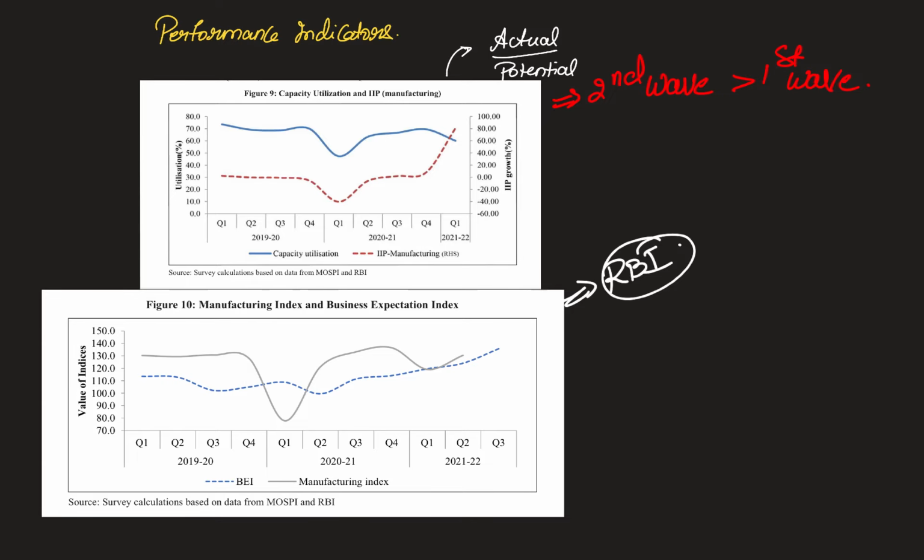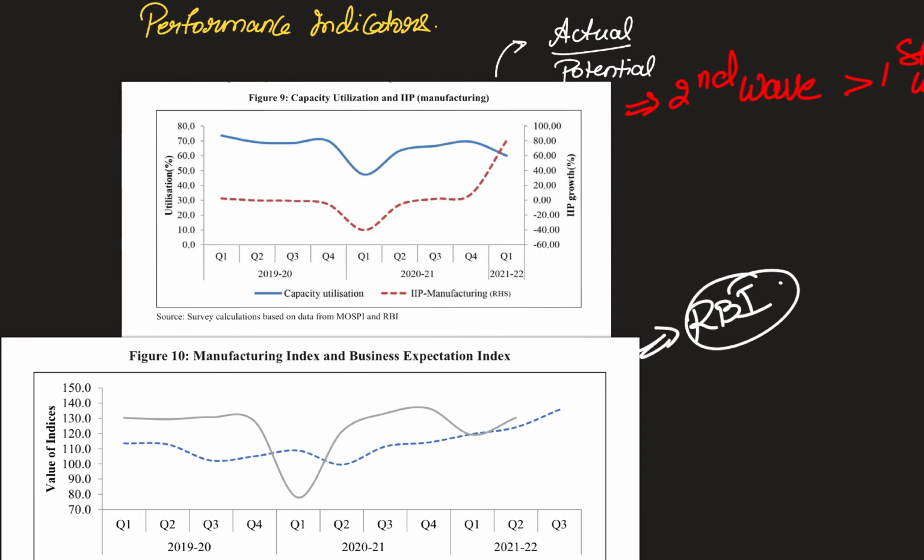Two more definitions that can be asked in the prelims examination you have to know. They are also performance indicators for our industry. One is the capacity utilization, and the other one is RBI's manufacturing index and business expectation index. So these two performance indicators are also tracked to see how our industry performs.